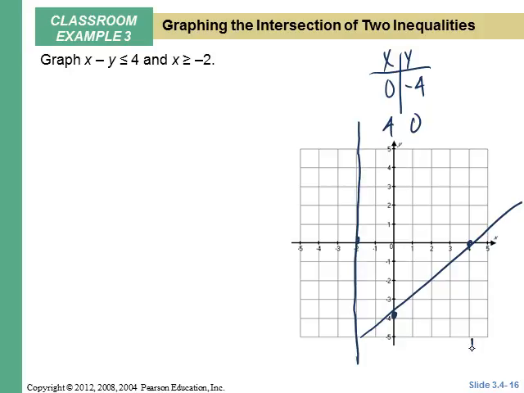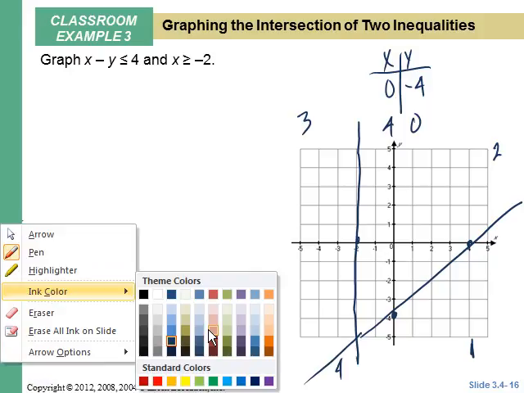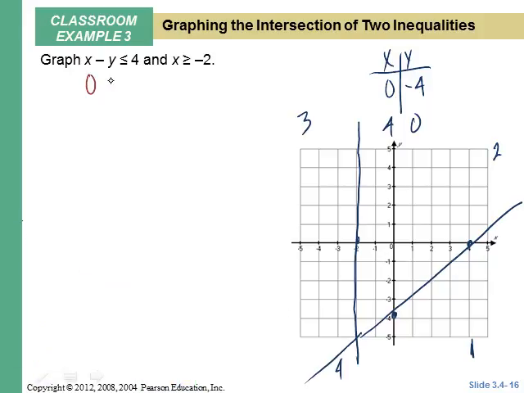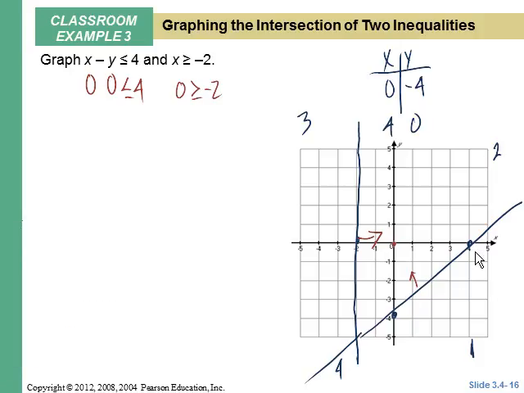So we're either going to shade this region, this region, this region, I guess, or this region over here. Now, how do you know which one to shade? Well, we're going to choose our point, 0, 0. Is that less than 4? Yes. So we are on the correct side of this line. Is 0 greater than negative 2? Yes. So we're on the correct side of this line also. So we're going to shade region 2.